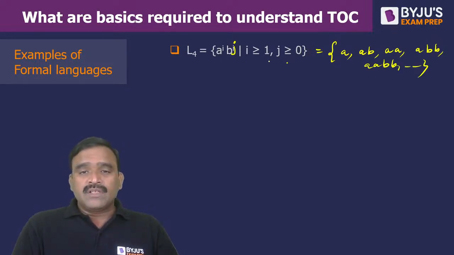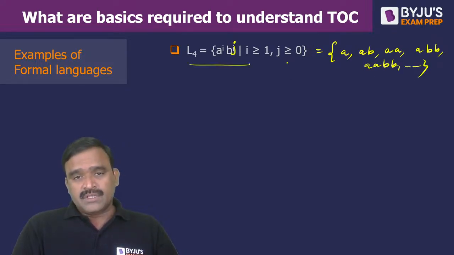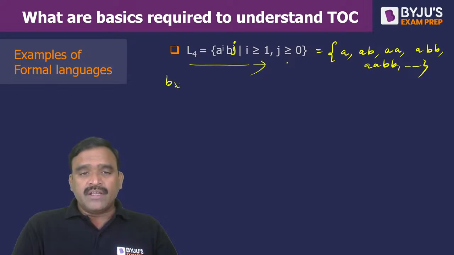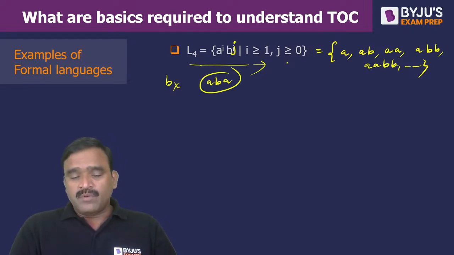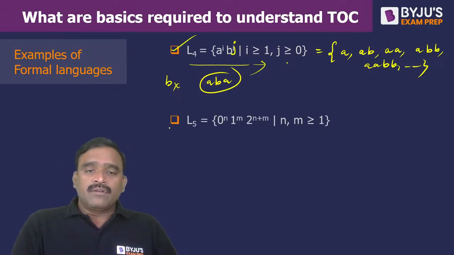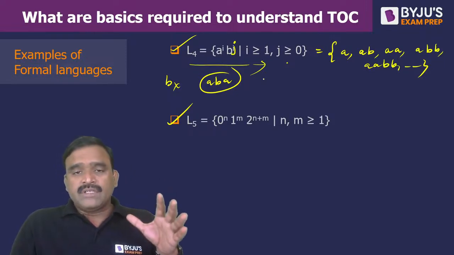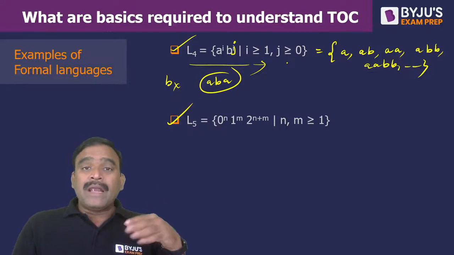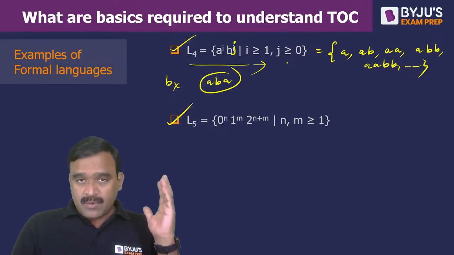Only A's, any number of A's when B is 0. This type of strings are possible for L4. And any other is invalid. Something like, for example, a single B is invalid here. And ABA is invalid because after B, A will not come. So this type of pattern recognition is very important. And this is L4, L5, and a lot of languages, hundreds of languages you have to analyze for understanding the patterns, valid patterns and invalid patterns.